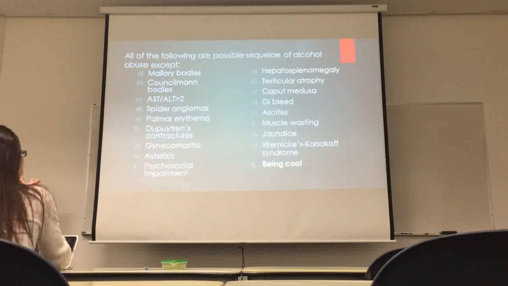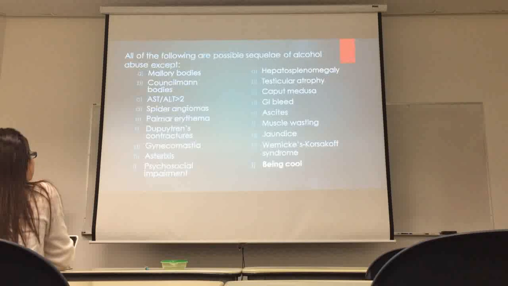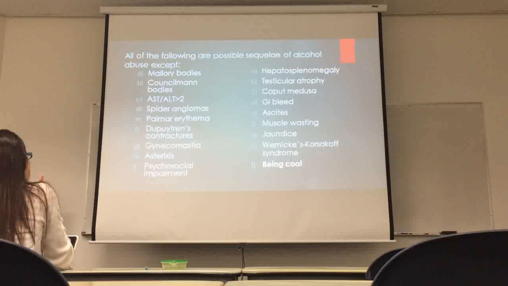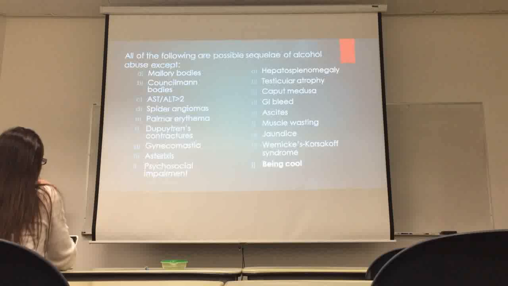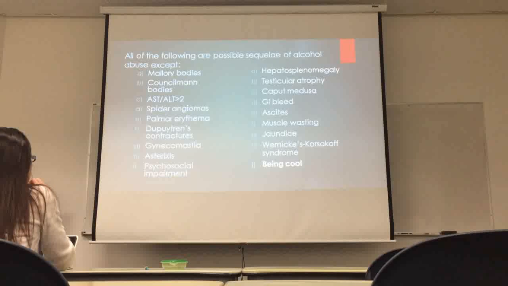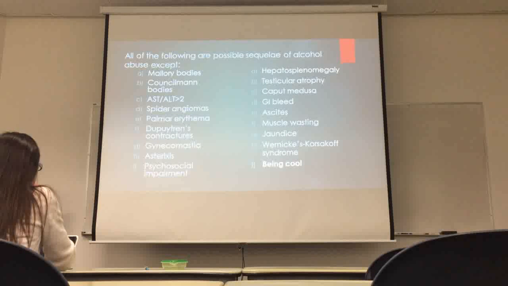So all of these things can occur with alcohol abuse, except for that one. We already talked about A and B, so that's hepatic injury. AST over ALT is classic for alcohol abuse. Then spider angiomas, palmar erythema are changes with your vasculature. Why is that happening? Spider angiomas, palmar erythema, gynecomastia, testicular atrophy. Why are those all occurring?